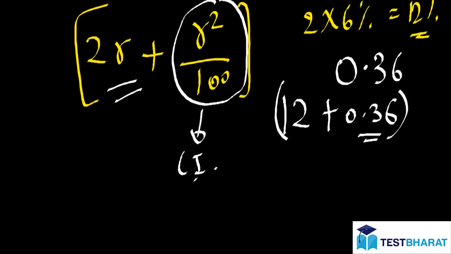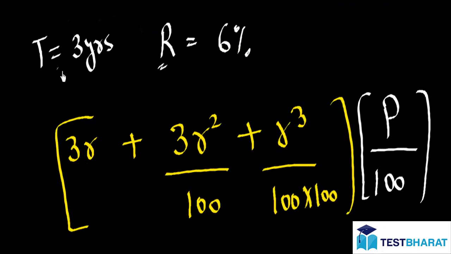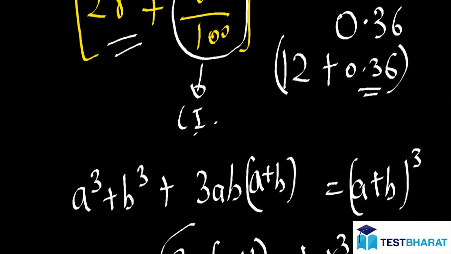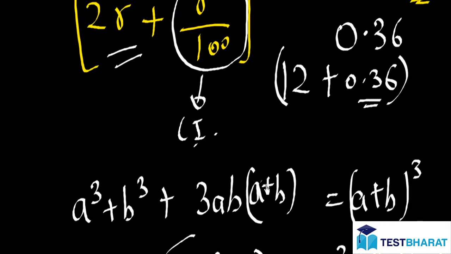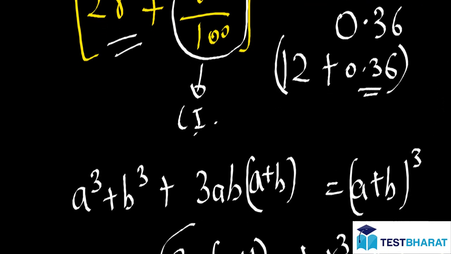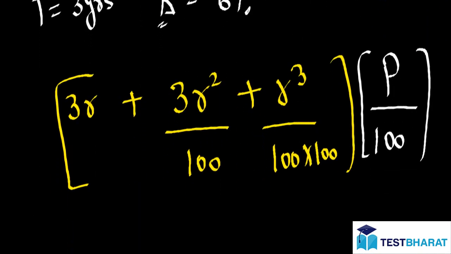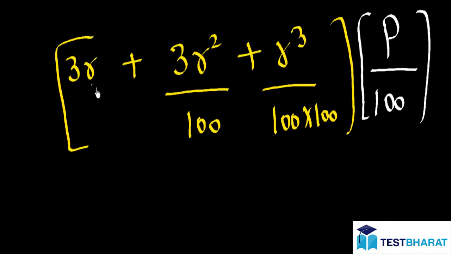If the time period is given as 3 years, now let's say time is 3 years and R is 6%, then this formula will work. In the earlier video I told you where this formula comes from. This formula comes from the identity a cube plus b cube plus 3ab(a plus b). For explanation you can watch my earlier video on compound interest, but in this video I tell you the shortcut. So this shortcut is 3 into R. What is 3 into R? 3 into R we calculate when we calculate the simple interest, PRT, where R is my rate of interest and T is time period. So this part is for simple interest as well.